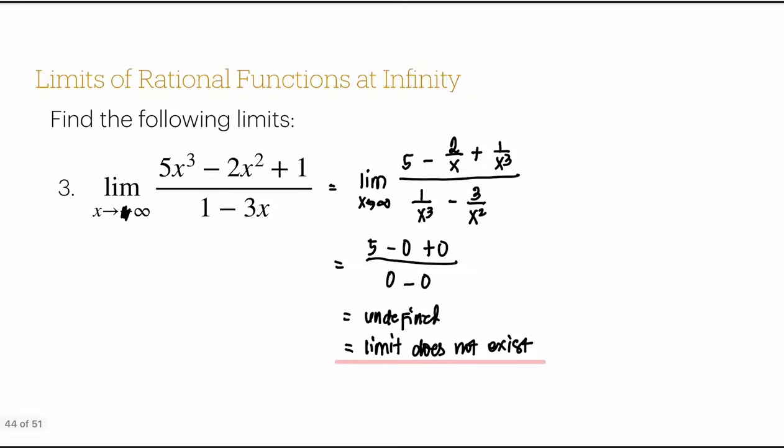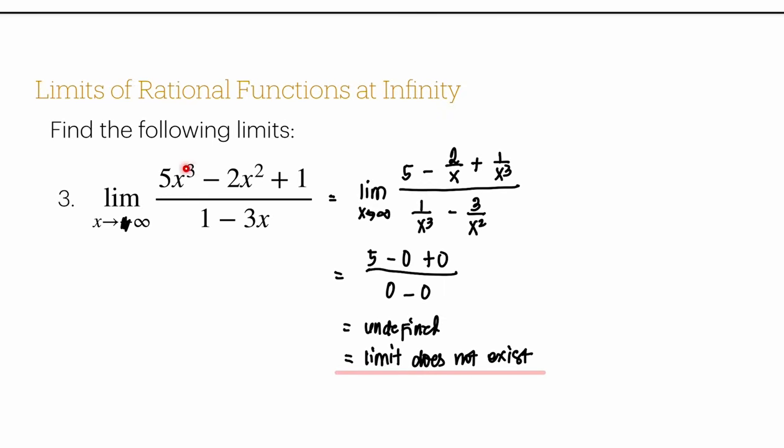And third, if the degree of the polynomial in the numerator is greater than that of the denominator, then automatically your answer is that there is no limit or the limit does not exist. So for example, we evaluate the limit of 4x to the power of 4 minus 1 divided by, let's say, x plus 1 as x approaches infinity.